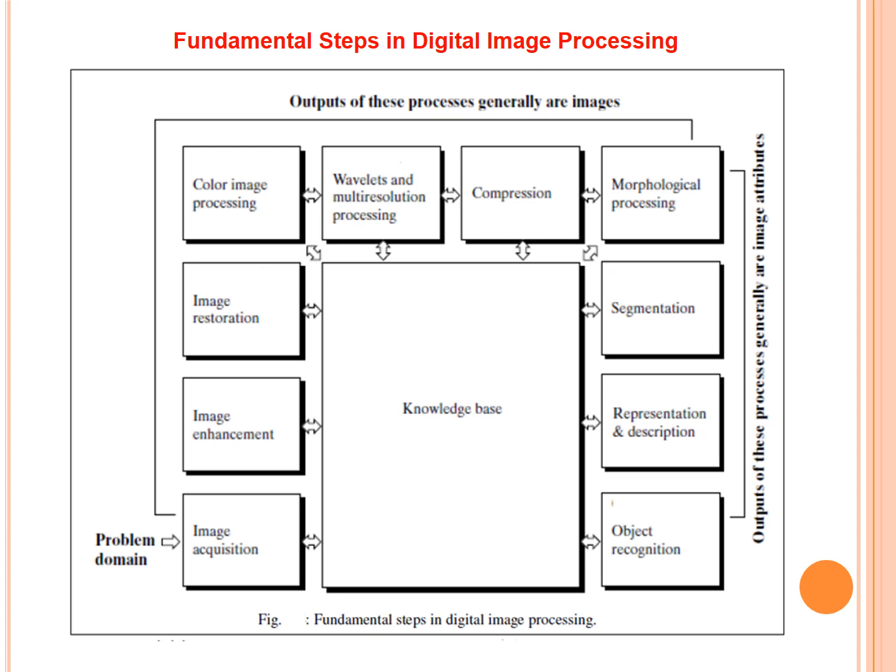Then the next processing step is morphological processing. After this, there is a processing step called segmentation. Once segmentation is done, the next step is representation and description, and at the end, object recognition. This diagram does not imply that every process is applied to an image. Now we'll see these steps one by one.